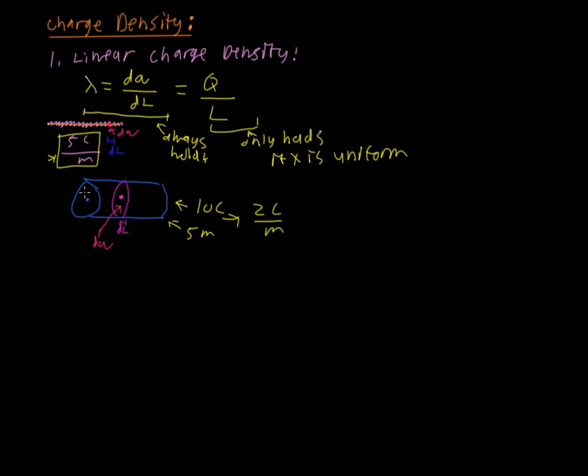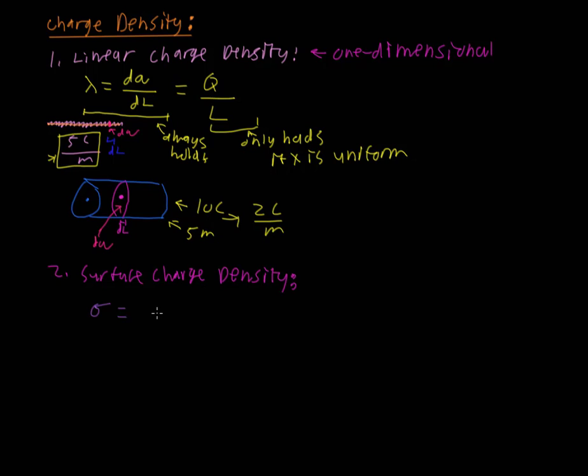So the second one is surface charge density. Linear charge density is one-dimensional, you can kind of think of it like that. Length, right? One-dimensional, you're talking about an infinitesimal length. Now we're talking about surface charge density. Surface charge density is how much charge you have per meter squared. And we represent surface charge density with sigma, lowercase sigma.